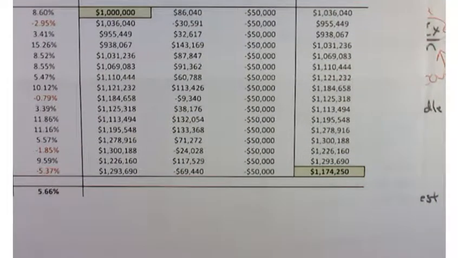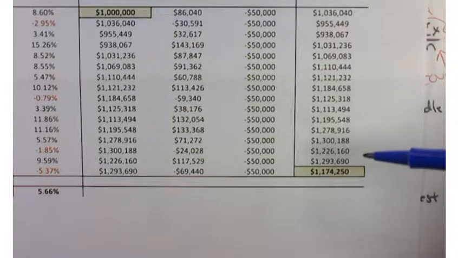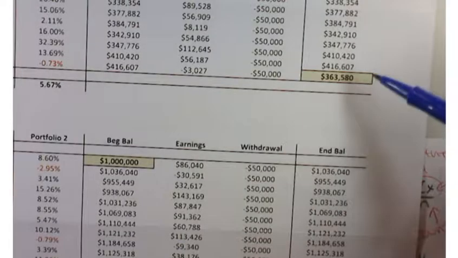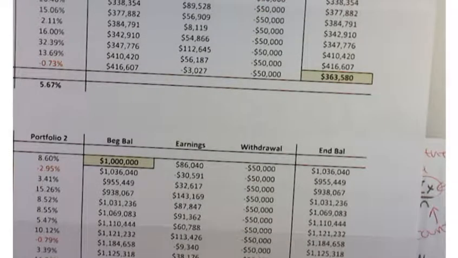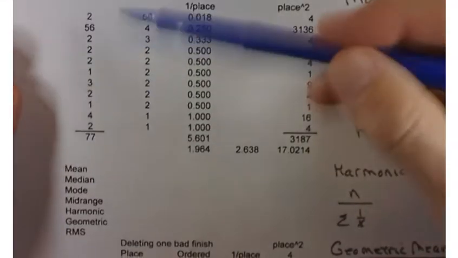Wow, that's a breathtaking difference. It's $800,000 more in this account than this one. So obviously there must be something more going on to the story than just that. There's more to it than just the average. And what is it? Well, we'll get to that in a little bit. For now, let's look at this one.